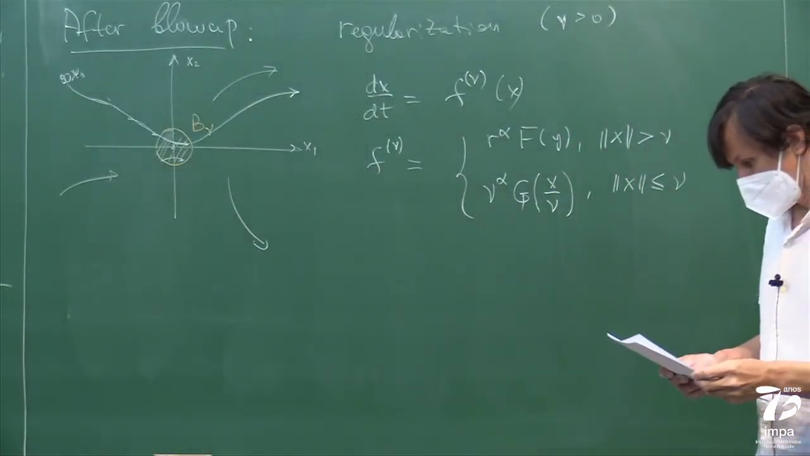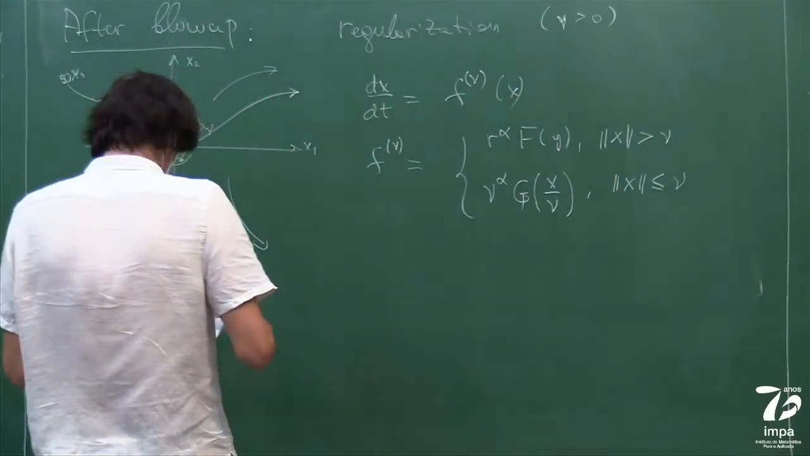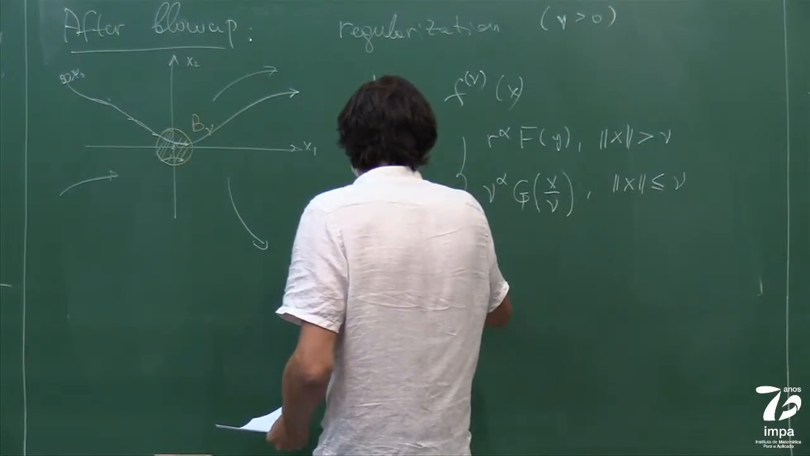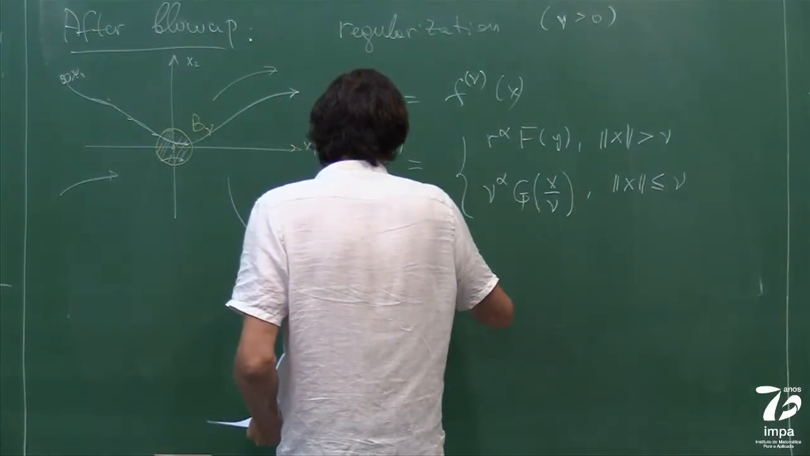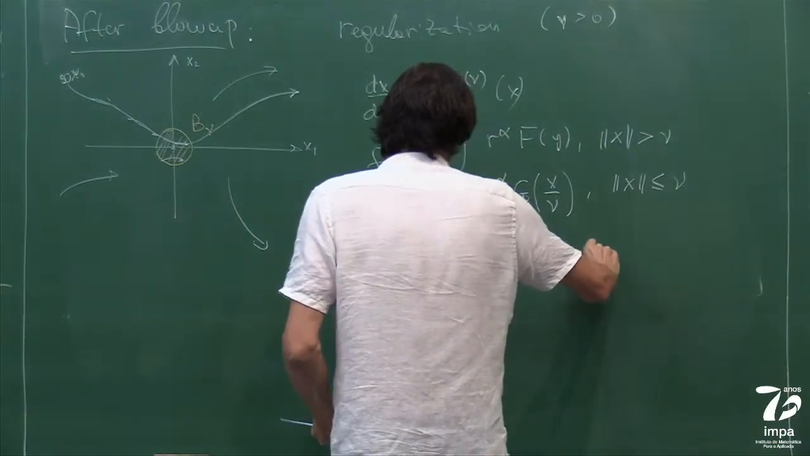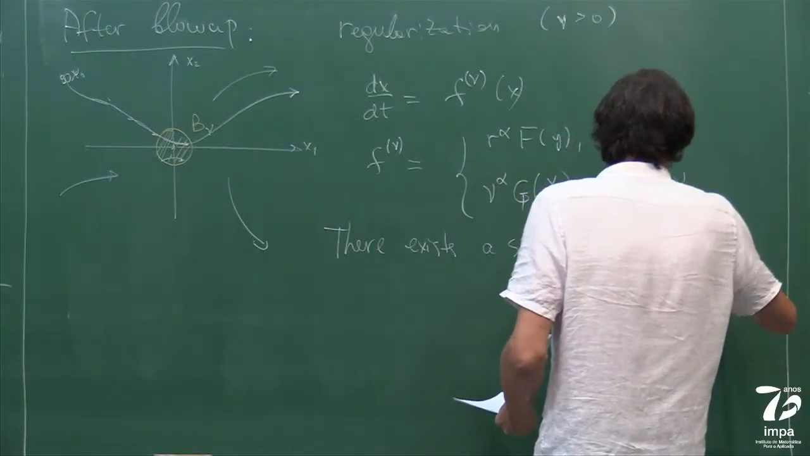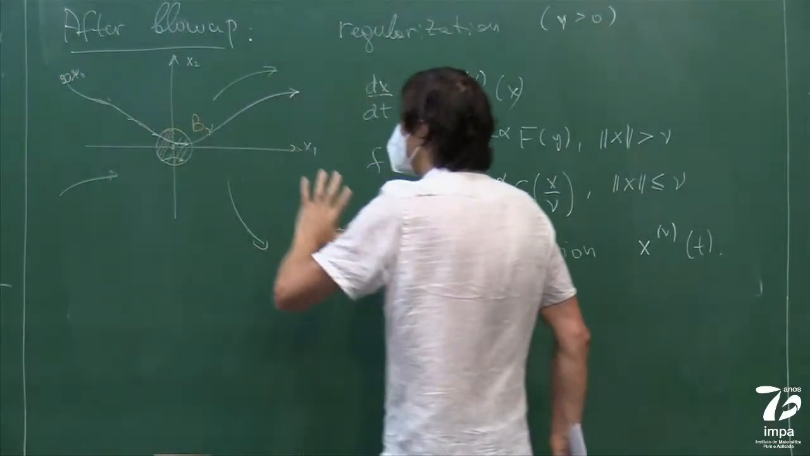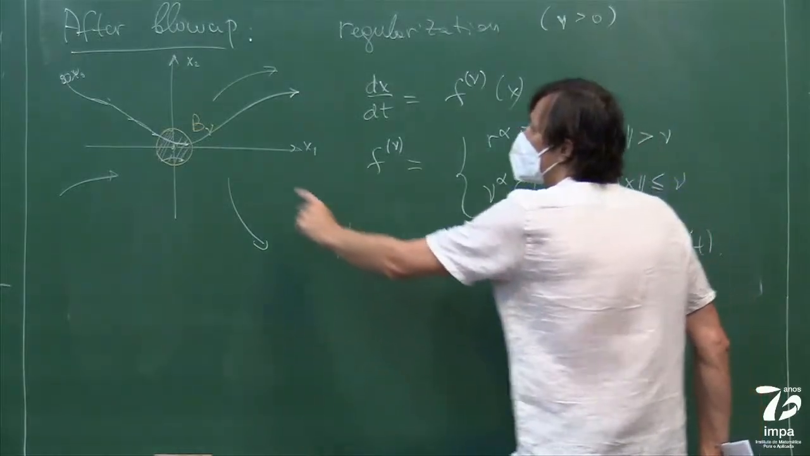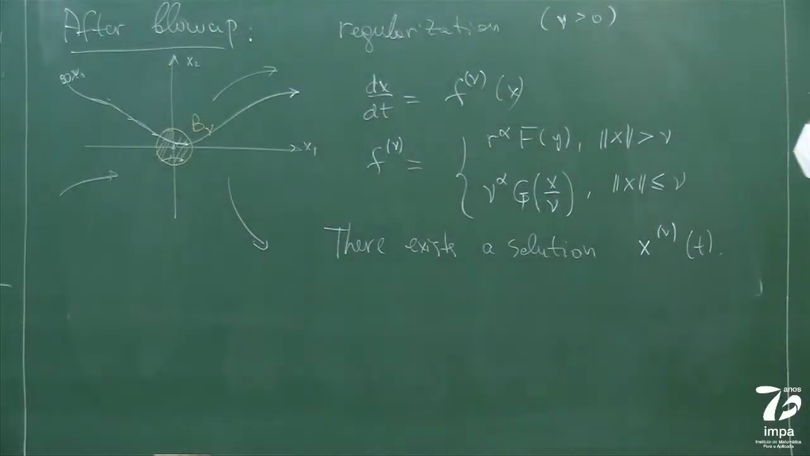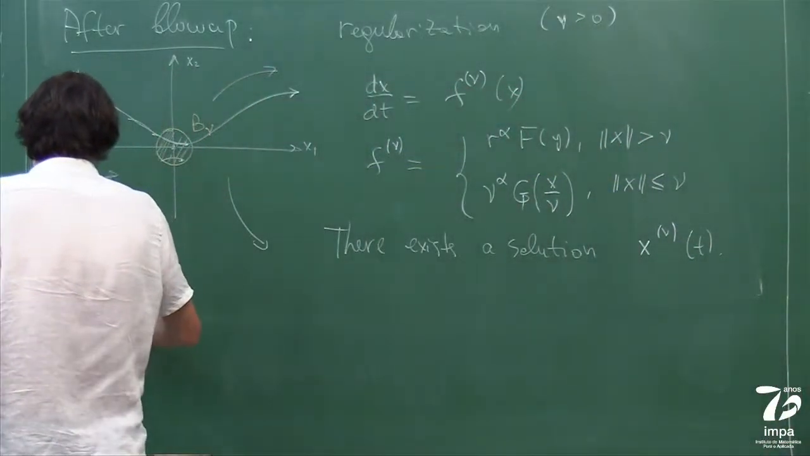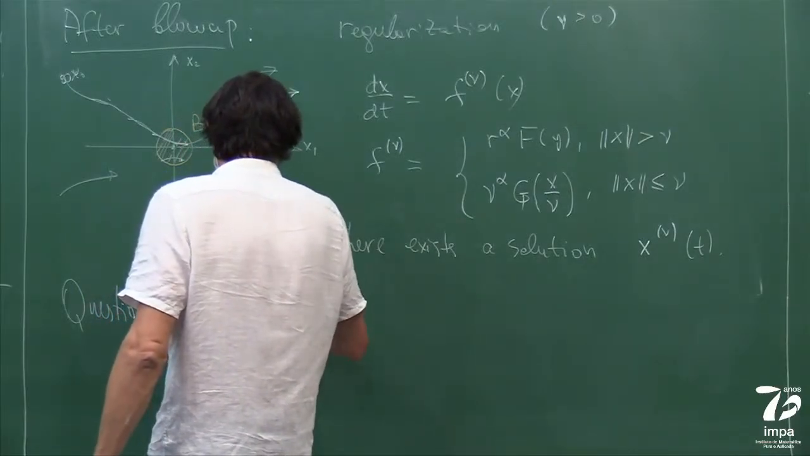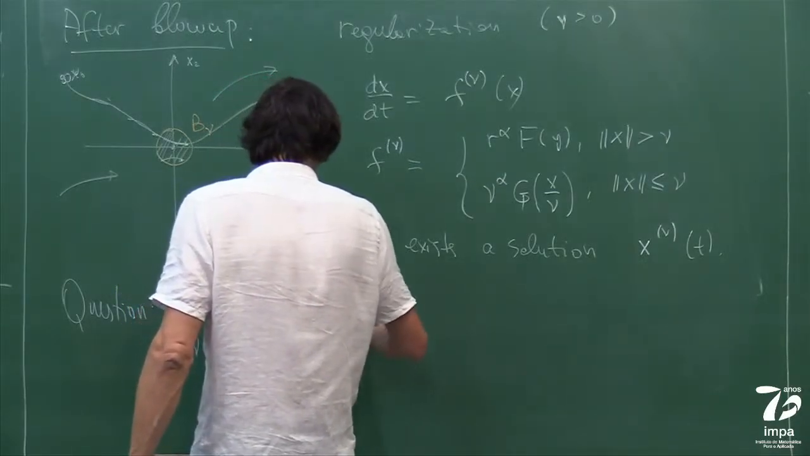So our question is, this solution is always defined globally. So there exists a solution, for each nu there is a solution given the initial condition. The smaller the nu, the closer it passes through, but it still works. So the question is: do we have a limit of this solution when nu goes to 0?